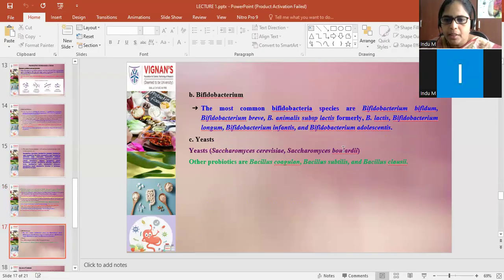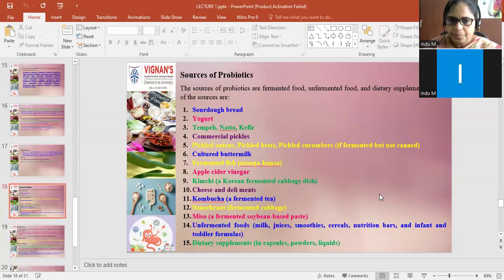Coming to Bifidobacterium. The most common Bifidobacterial species are Bifidobacterium breve, Bifidobacterium bifidum, Bifidobacterium animalis, and lactis. These are examples of Bifidobacterium. Not only lactic acid bacteria and Bifidobacterium, but yeasts, Saccharomyces cerevisiae and Saccharomyces boulardii, are commonly used probiotics available in the market. Other probiotics are also there: Bacillus coagulans, Bacillus subtilis, and Bacillus clausii.